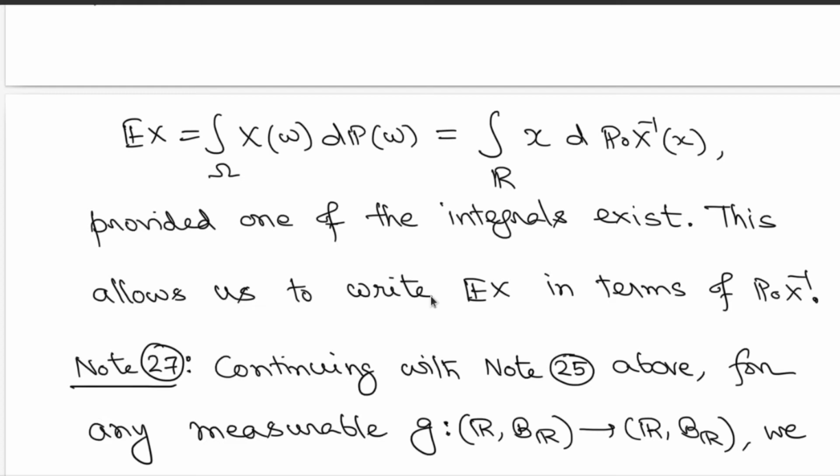Now this allows us to write the expected value of X in terms of the law P∘X⁻¹. This is saying that the expectation value is purely dependent on the law P∘X⁻¹. So you don't have to worry about the actual probability measure P or the actual random variable X. As long as you know the law P∘X⁻¹, just look at the integration over the real line given by this, and if you can compute this, you can get the expectation value of X.